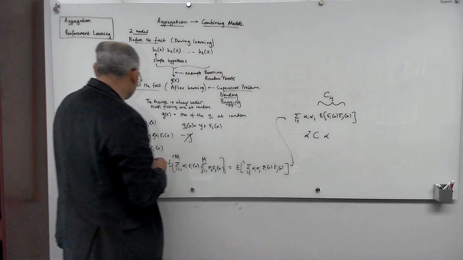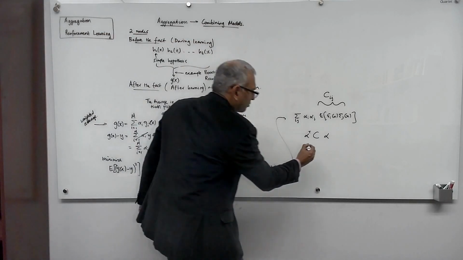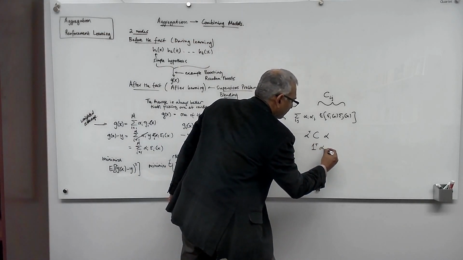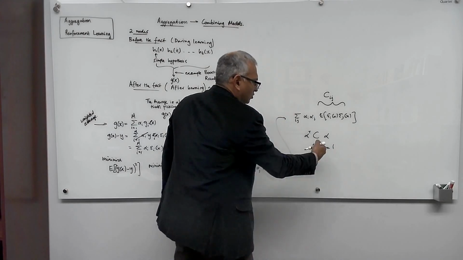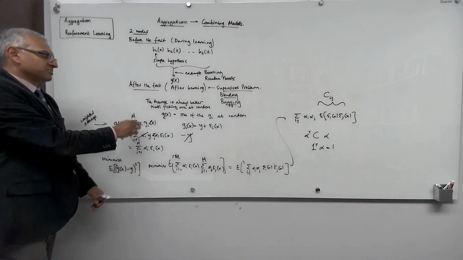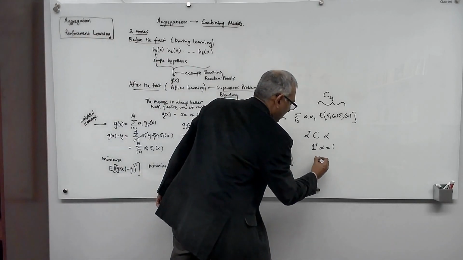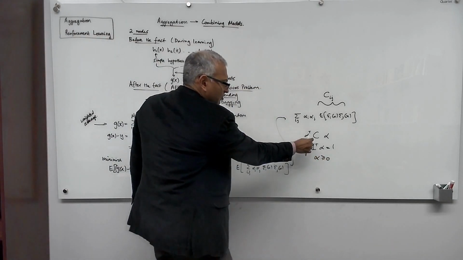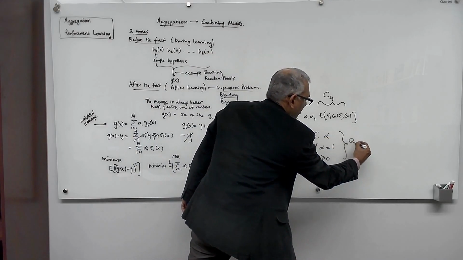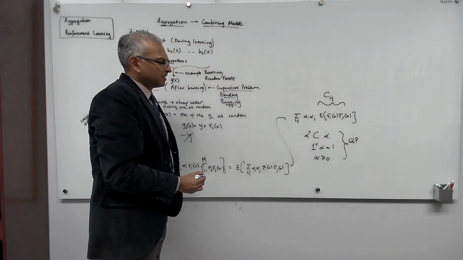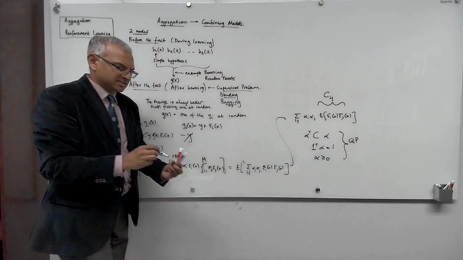So the simplest constraint is that this is a weighted average, so 1 transpose alpha equals 1. You could also require that every hypothesis must have a non-negative weight. You're not allowed to have negative weight, so alpha greater than or equal to 0. And if you know C, then this is a quadratic program. Okay. Now, how might the supervisor estimate C?